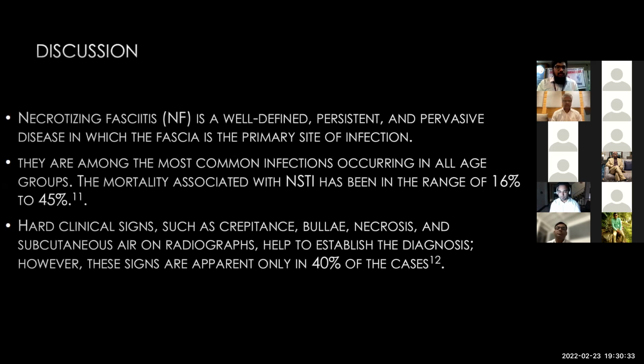In the discussion, necrotizing fasciitis is a well-defined, persistent, and pervasive disease in which the fascia is the primary site of infection. It is usually present in 0.4 people per 100,000 population per year. They are among the most serious infections, with mortality between 16 and 45%.